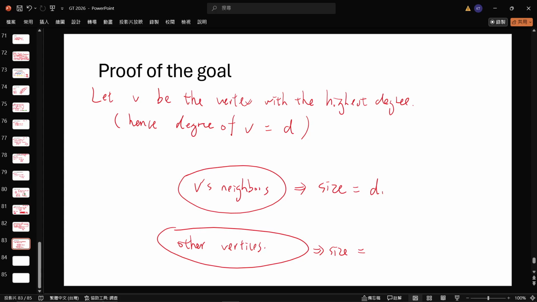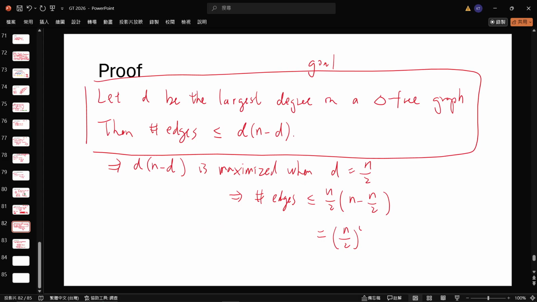So I just divide the vertices into two sets. Either it is V's neighbors, or it's in this other set, N minus D. And what's our goal? The goal is to show that the number of edges we can have is at most d times n minus d.